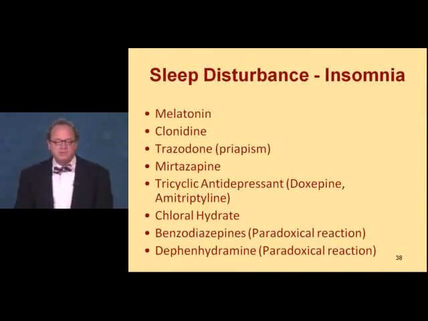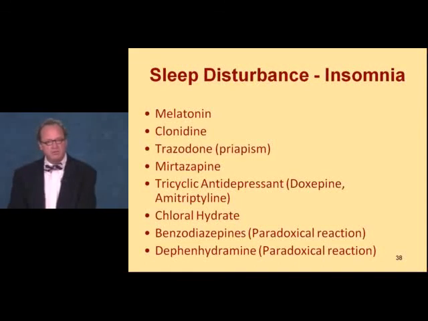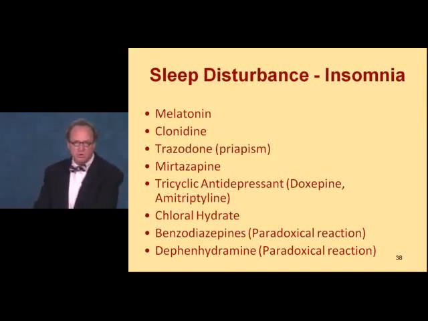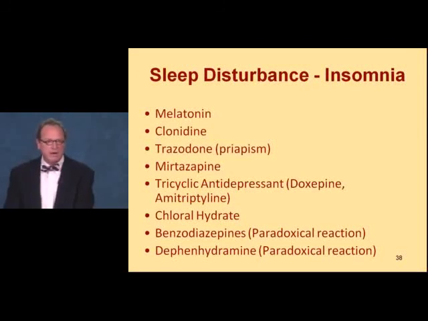Sleep disturbance is a big problem in ASD, and there's very little data, so I'm going to quickly tell you what I would do. I would start with melatonin, which is over the counter. The family can buy it at the drugstore. And I would encourage them to buy 3 milligram tablets. Take 3 milligrams for 2 or 3 nights. If it isn't working, go to 6 milligrams. If 6 isn't working after 2 or 3 nights, go to 9 milligrams. And if 9 milligrams doesn't work, melatonin will not work.